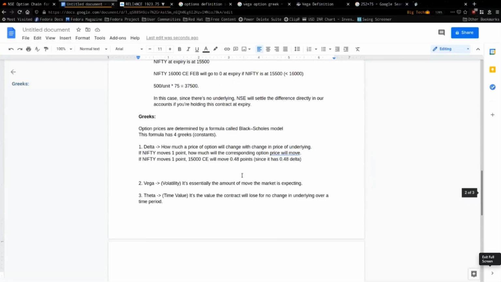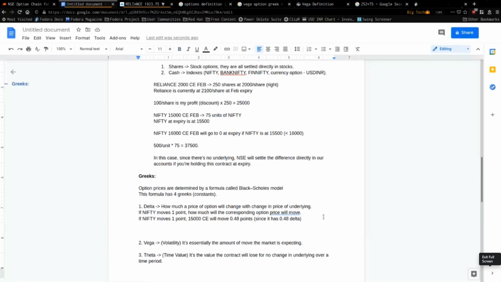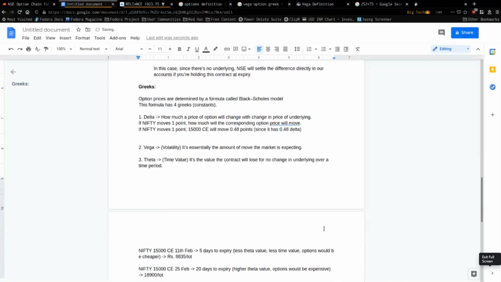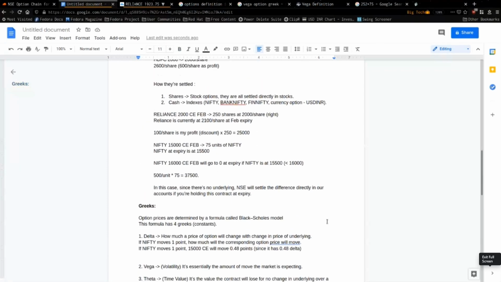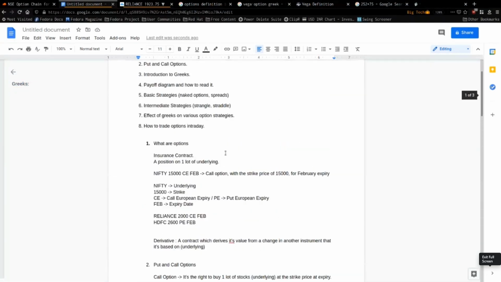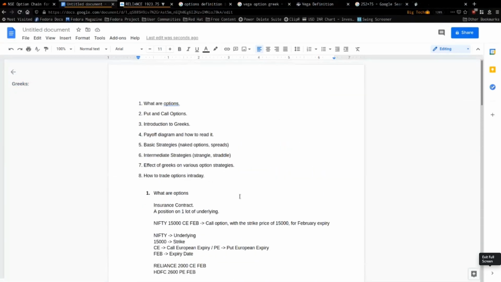So these are the Greeks. Greeks are one of the more difficult concepts to grasp, and as a beginner, some of you might not know what to make out of it. But as you go along, things will start to fall into place. You should just have a vague idea of what these things mean. It's not important to know everything, right?